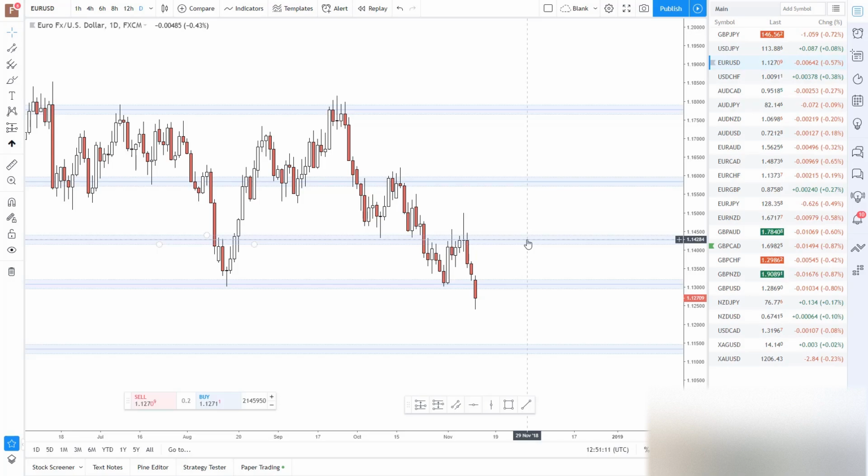You could use this on the 1 hour chart. You could use this on the 5-minute chart. This is how you place support resistance areas quickly and effectively.